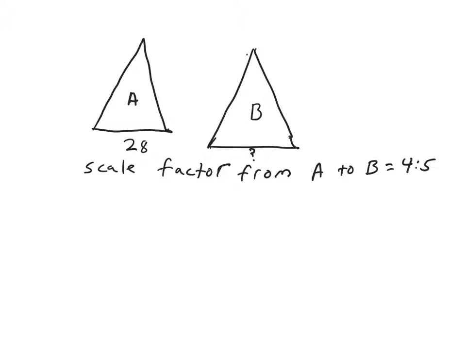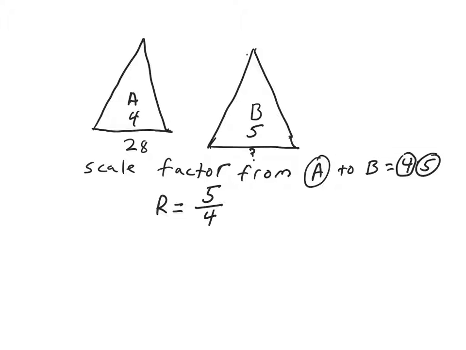Okay, this one's a little harder. We're going from A to B, and the scale factor from A to B is 4 to 5. Since A is first here, it's first here also. So the A is 4, and the B is 5. Remember, when we're doing scale factor, the result, the missing part, needs to go in the numerator. So we're going from A to B. The B is going to be the 5, and then the A is a 4. So this is our scale factor as a fraction.